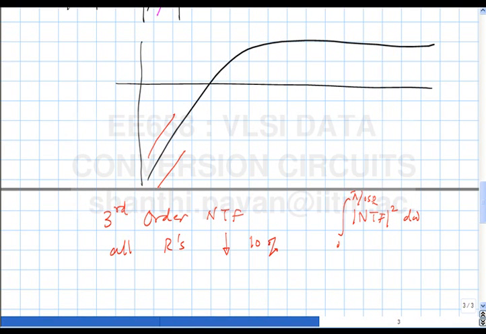So even a 10% change, whereas for a first order NTF, a 10% change in the resistor will cause the low frequency gain to go up only by 10%. For a high order NTF, it will cause it to go up by whatever, n times 10%. Okay?